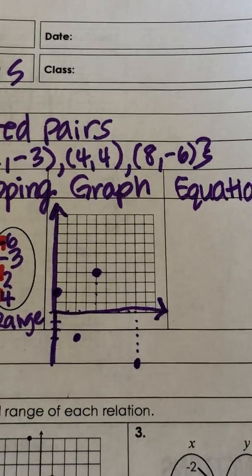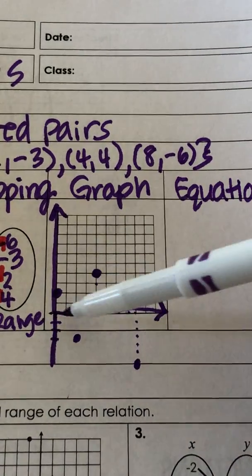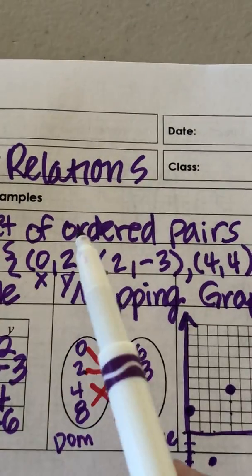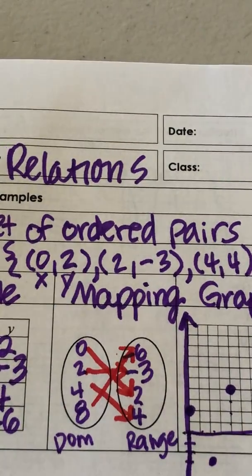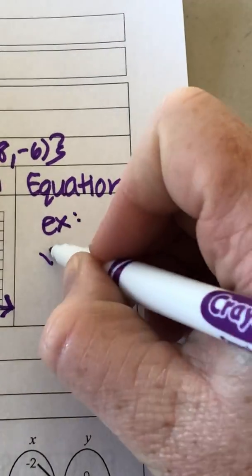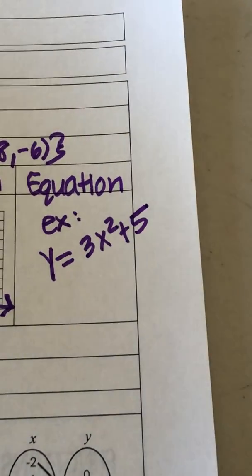You get the point. So when you're given a list of points, you're not connecting them. This doesn't make a squiggly line. Those are just a set of ordered pairs only, not necessarily a line. And then here's an example of an equation, not this equation, but y equals 3x squared plus 5. Whatever. Any equation you could think of.